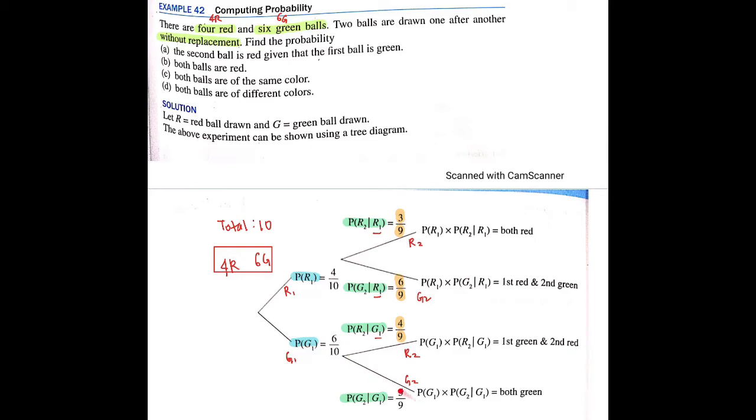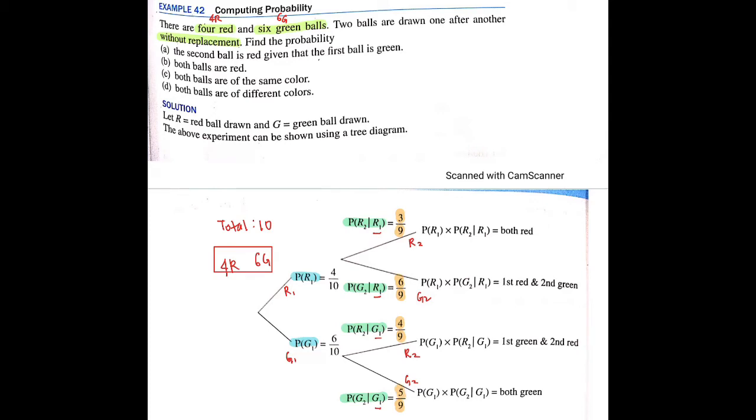Let's see the last branch here. This is G2. The second ball pick is green, given that the first ball pick is also green. So we write the probability of G2 given G1. The number of sample space is 9, and from the 6 green balls, 1 is already chosen, so you are left with 5.